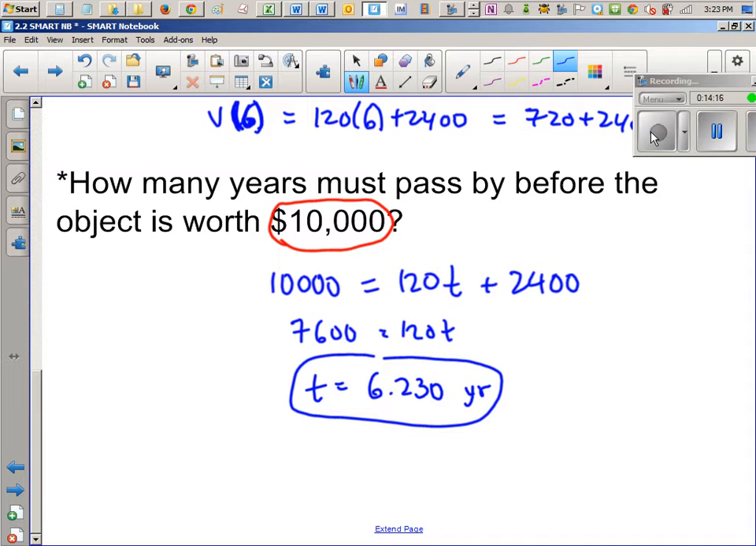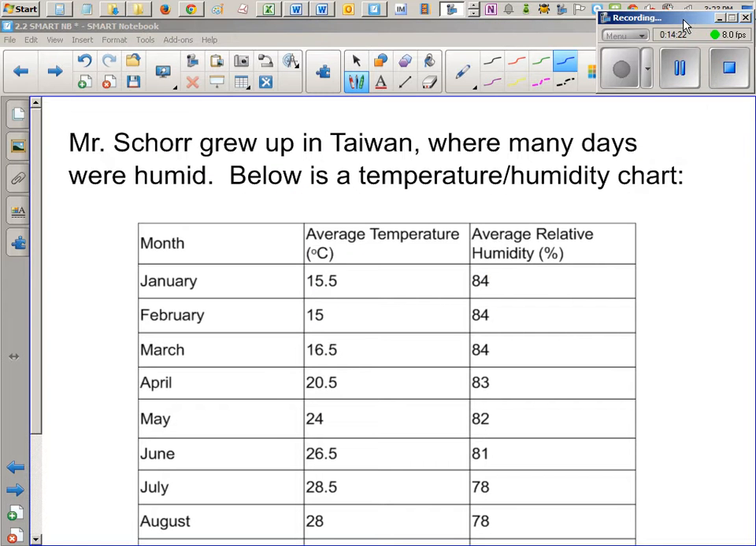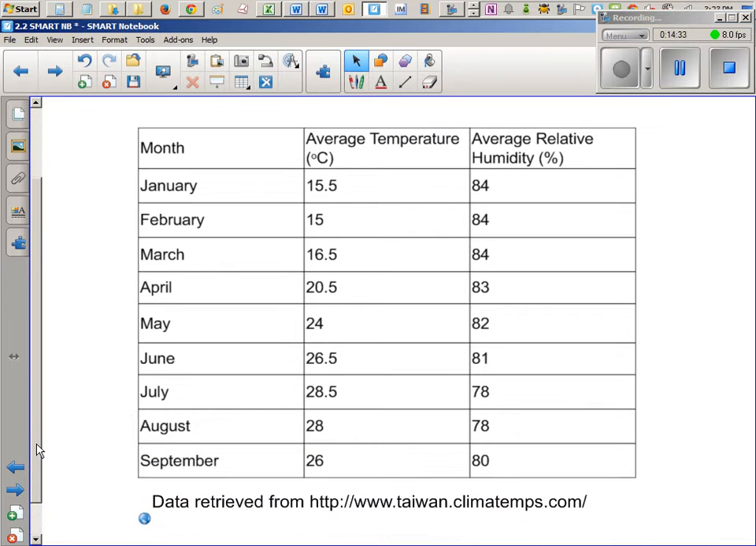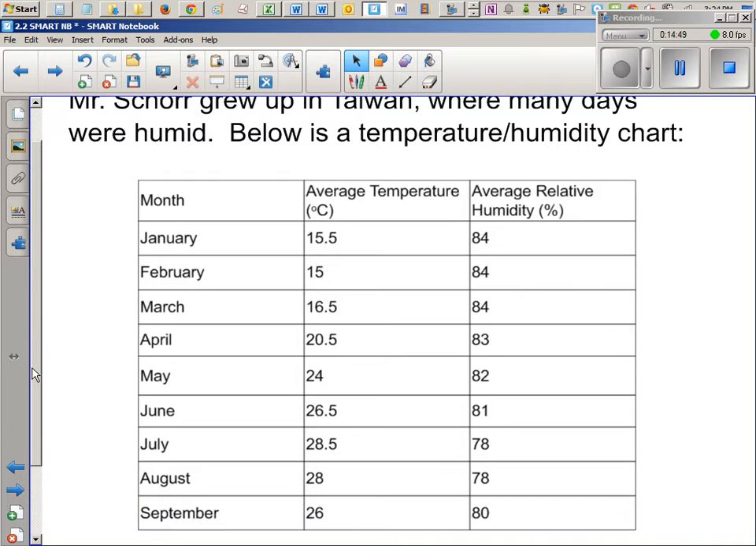Okay? Next problem. Okay, now I grew up in Taiwan, so I haven't really announced that to the class yet, but those watching the video will know. And it was a humid place to live. So I went online and I found a humidity chart for Taiwan. Okay? I'm not sure which year this is. I got this from taiwan.climatetemps.com. But these are the average temperature and relative humidity for the months January through September. There's a reason why I didn't include October, November, and December, okay? But I'm not going to mention it right now. So we're just going to use this data.